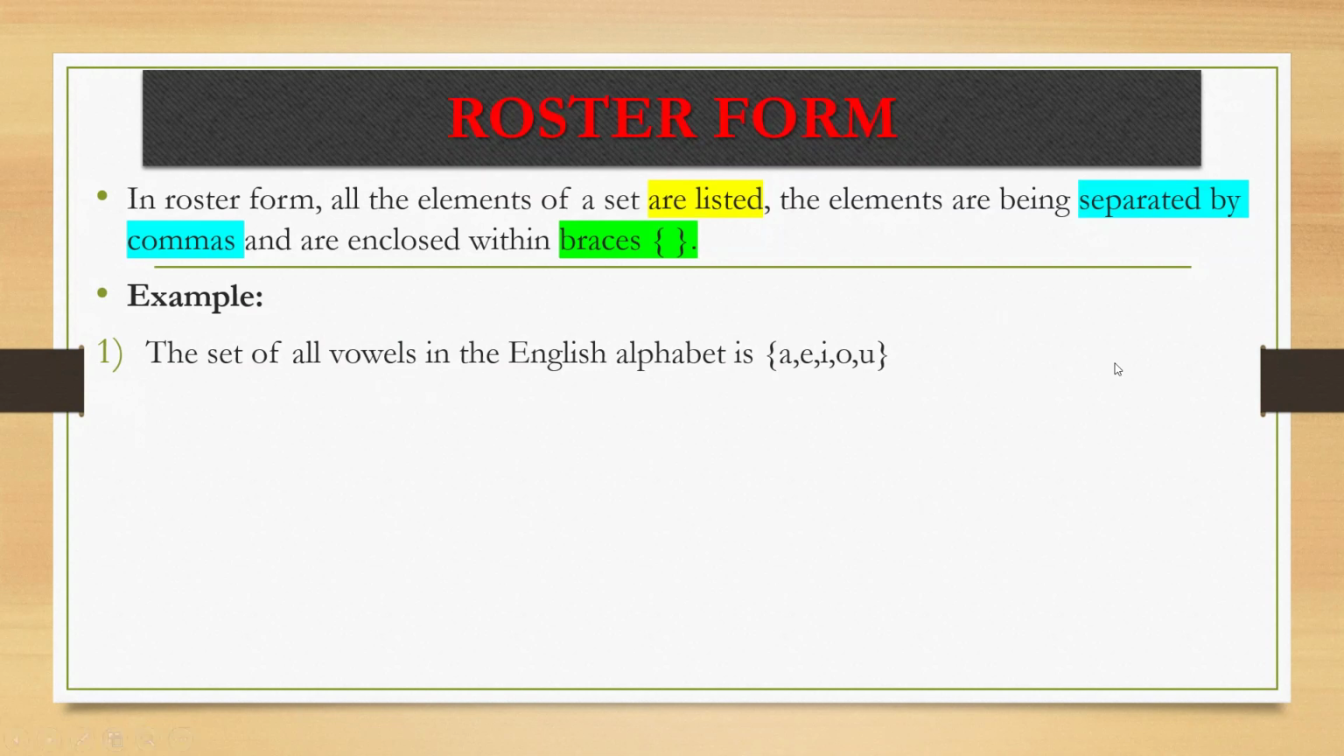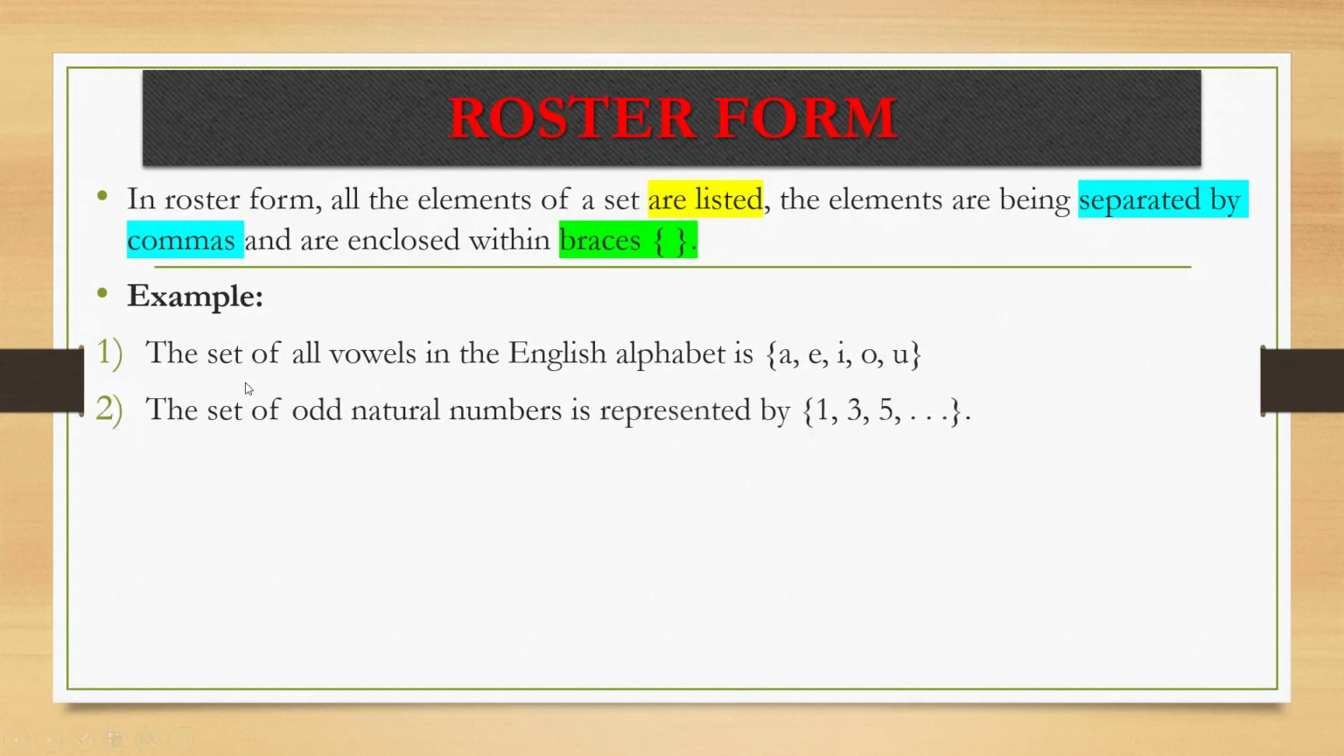Now let us consider a second example: the set of odd natural numbers. Odd natural numbers means 1, 3, 5, etc., and it is going on and on. It is not ending, right? Then how will we represent such a set which is not ending? It has infinitely many elements.